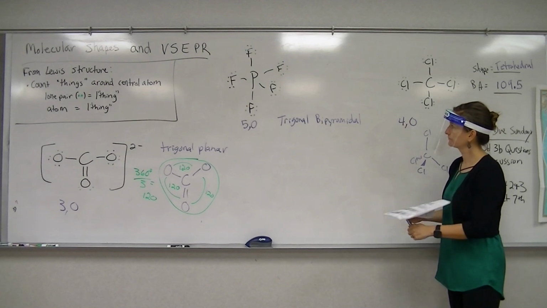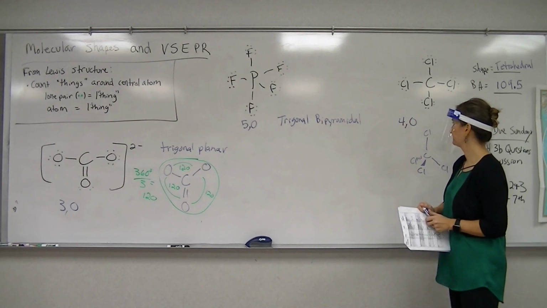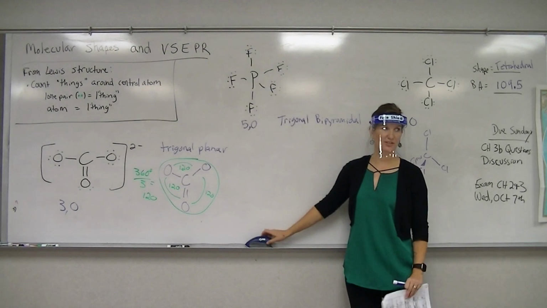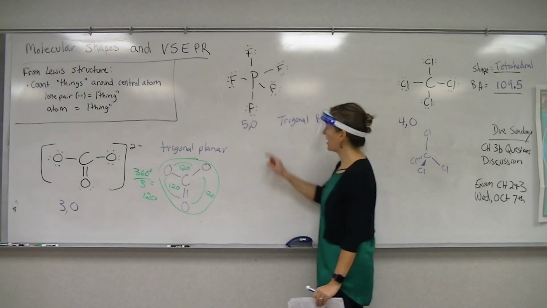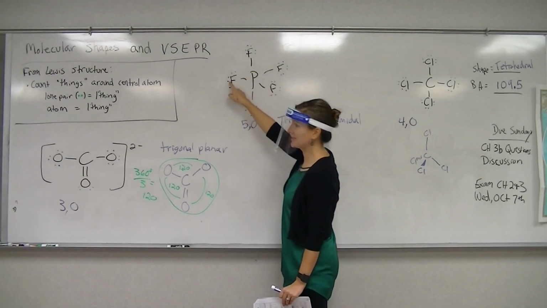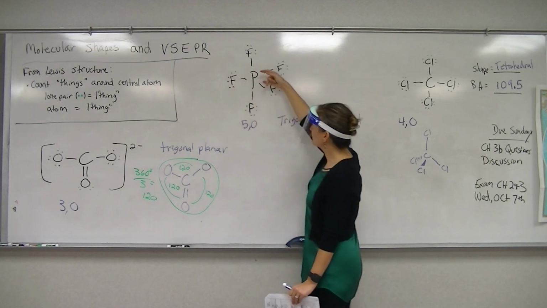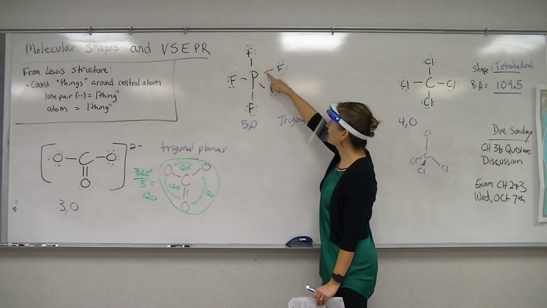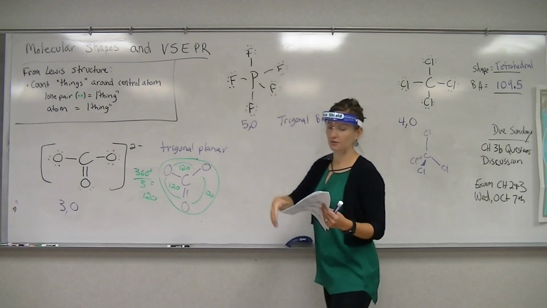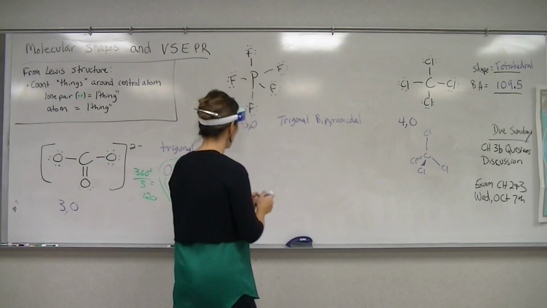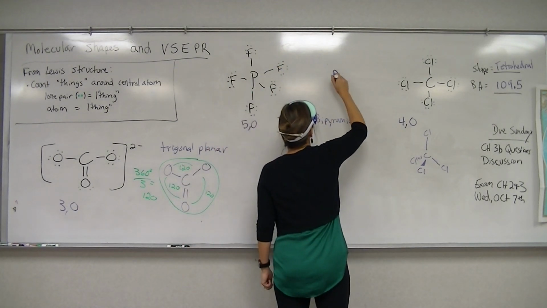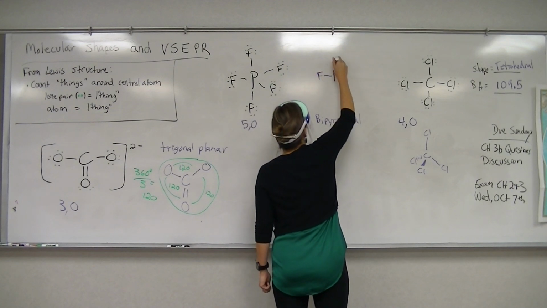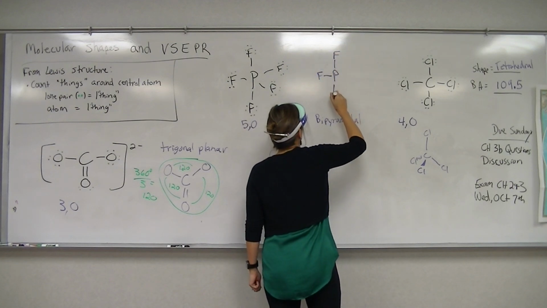So to draw its shape, we are going to have to do dashes and wedges, because what we have is these 3 fluorines are going to be in the same plane. And then this guy is going to be a wedge, and that guy back there is going to be a dash. Okay. What are the bond angles? 90 and 120. There's 2 different bond angles.